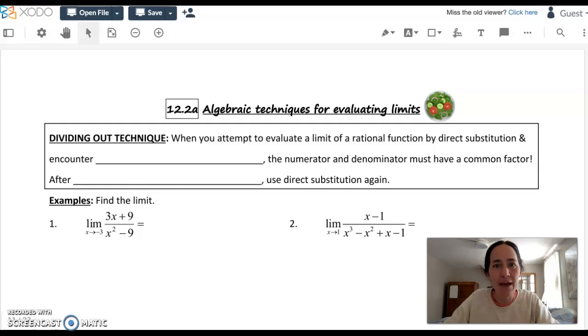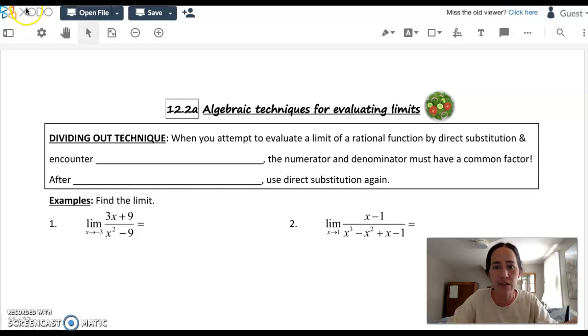Today is when things get good. We're looking at limits packet page 11, and we've introduced limits, we've found them in tables, we've found them on graphs, we've seen types of functions where there are spots where limits don't exist, because of vertical asymptotes or maybe an oscillation occurring. And we've started to get into direct substitution.